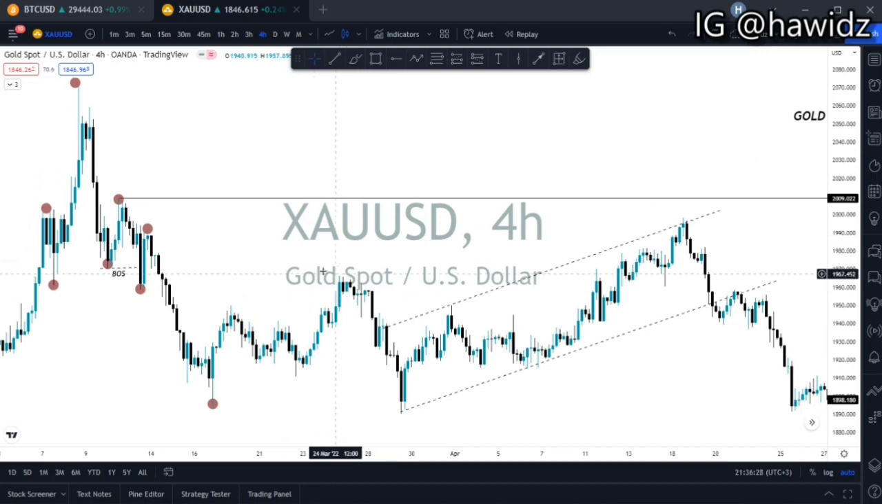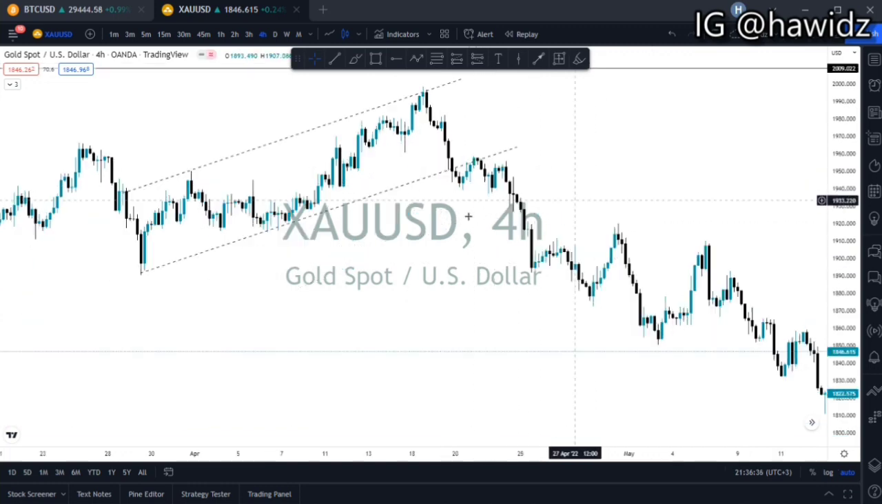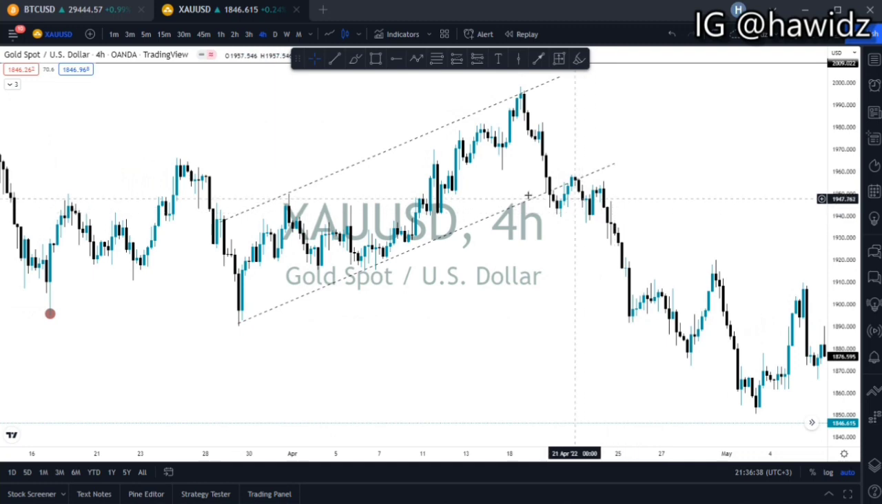So I'm not going to be talking about previous moves here, right? As I said, I'm going to start from April, the April downtrend, to where we are now, right?